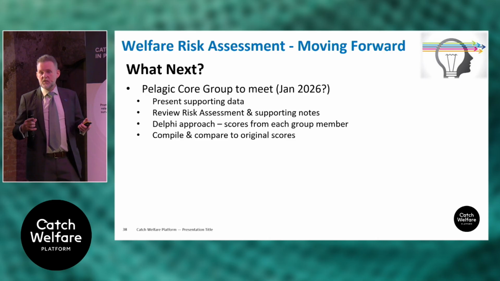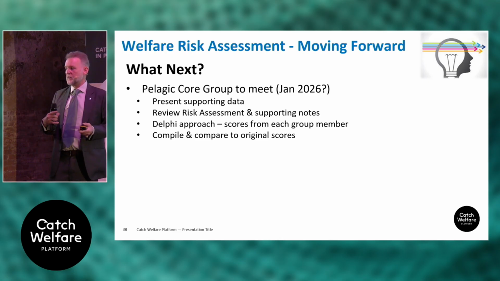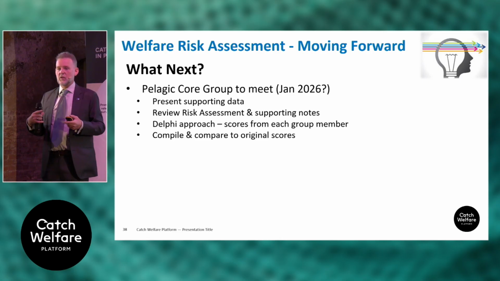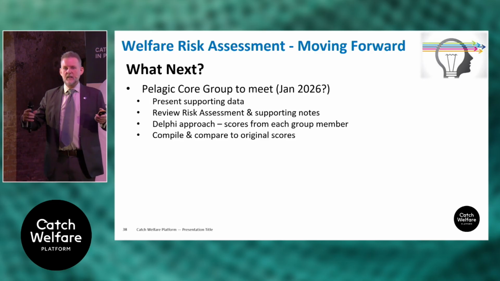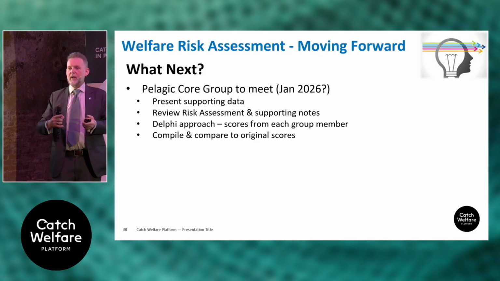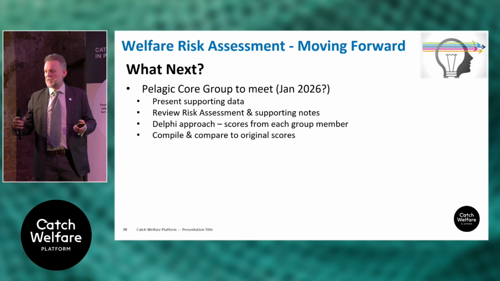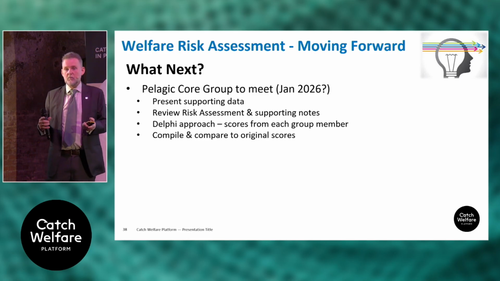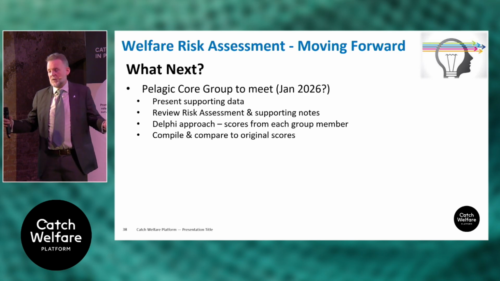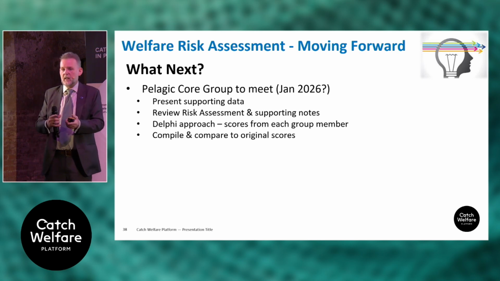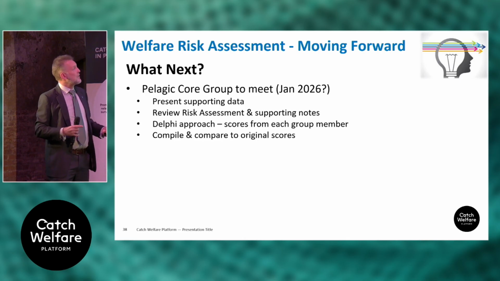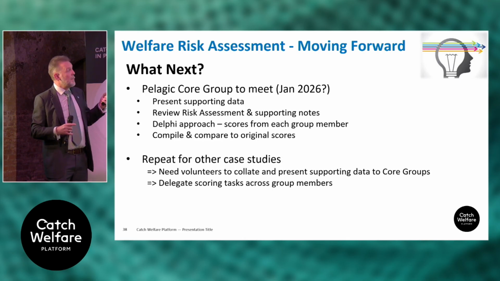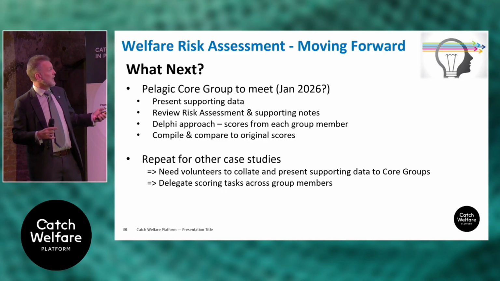And then what I want the group to do is go through the Delphi process. I want some reassurance that I wasn't just making things up. So they then go away, individually score, and we bring those scores together and look at the variation in those scores and say, okay, if there's a huge variation, we've got a problem. But if they're all reasonably close, then we've got some confidence in stepping forward. Then we're going to repeat and roll out for the other case studies.